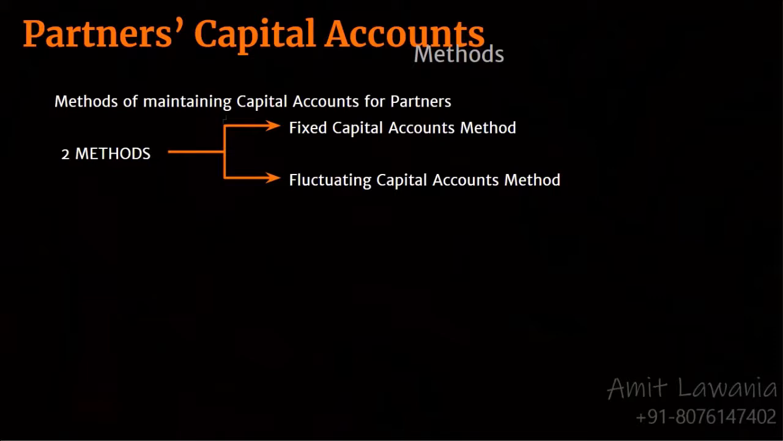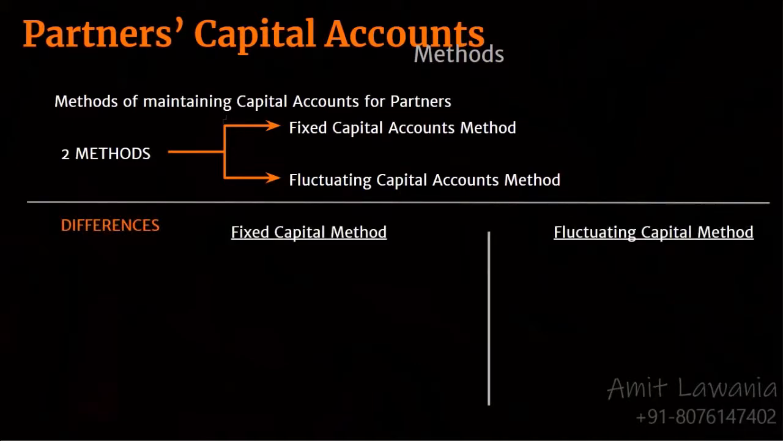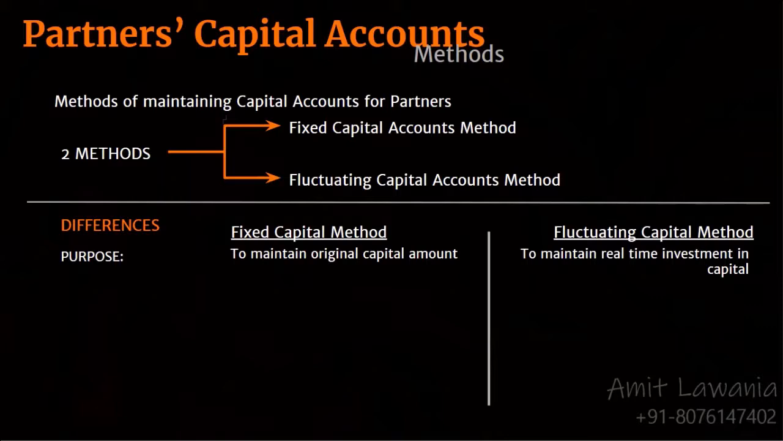Now, to further understand, let us have a look at the differences in the two methods. First, why are these methods followed? Fixed capital method is followed to show the original amounts invested in the firm without taking into account the daily transactions that occur during the year. Whereas fluctuating capital method is undertaken to show the invested amounts by partners in real time.